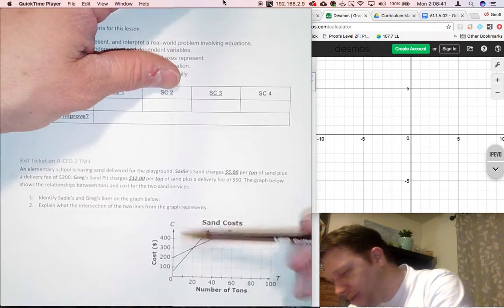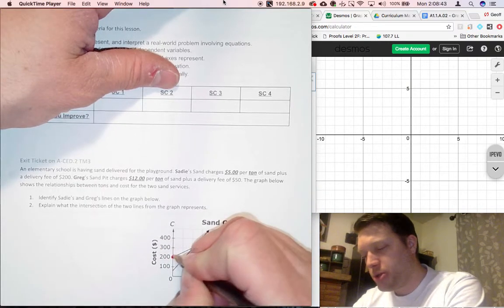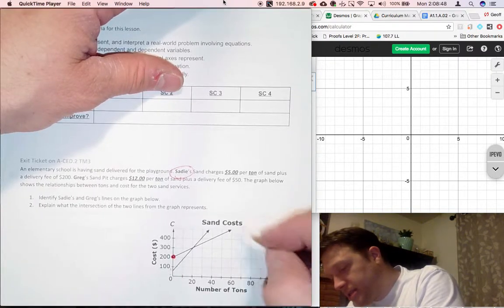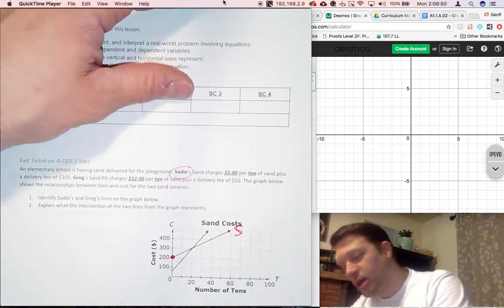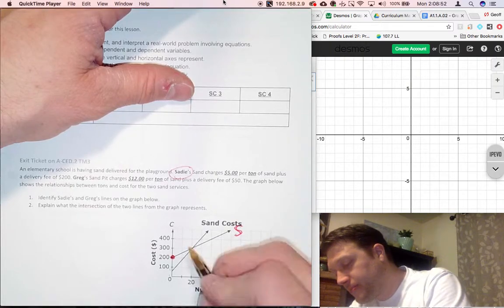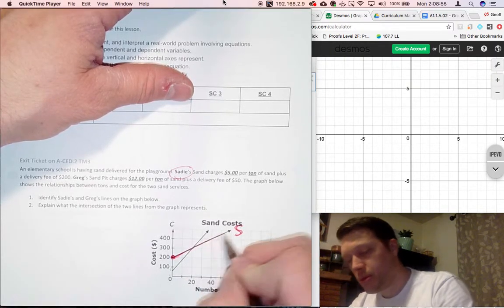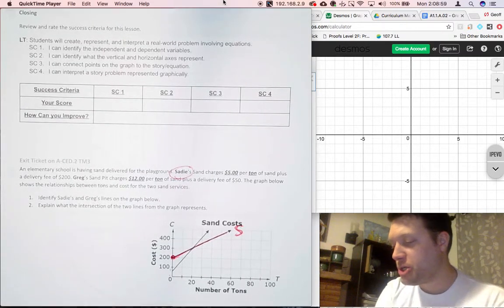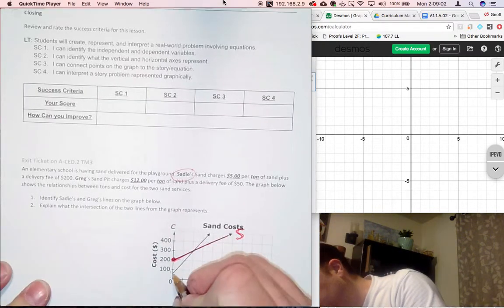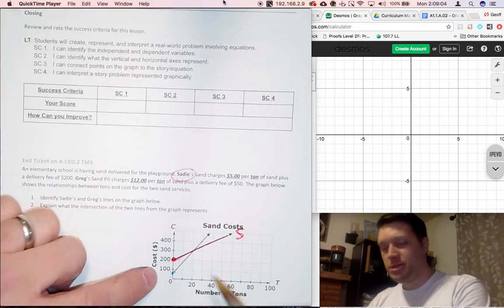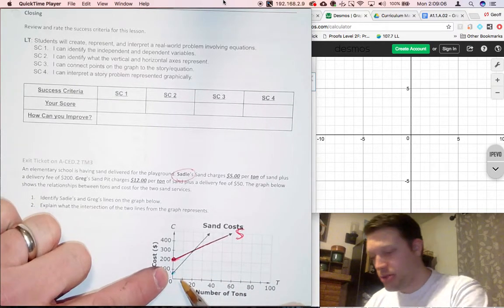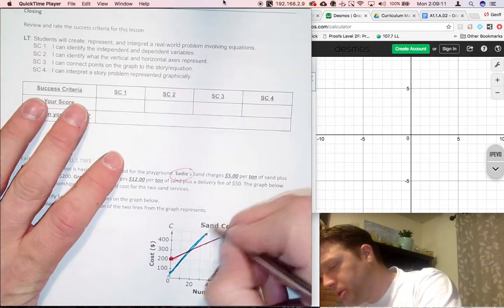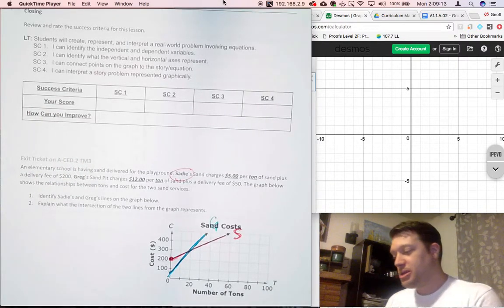On the graph, I spot $200. So therefore, and no other points, so therefore, that's Sadie's line. I'll highlight it with this pen in red. Next is the fact that Greg's Sand Pit charges a delivery fee of $50. It's the only other option, but the point is that this definitely looks like a $50 instead of a $200, so this has to be Greg. And I'll do it in blue with a G. Okay, that takes care of number 1.